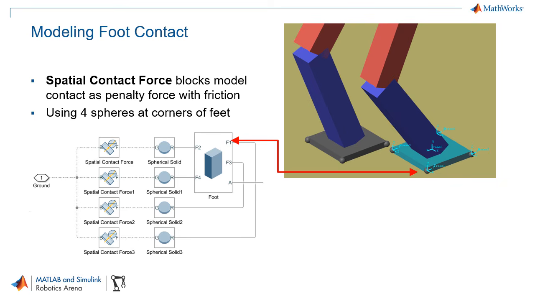For this walking robot model, we're creating 4 spheres, one at each corner of the foot, and then we're setting up the contact between each of these spheres and that ground plane. Now, this approach will generally work for any convex shape, though you should be careful not to add too many contact points to your model because that's going to affect simulation speed.